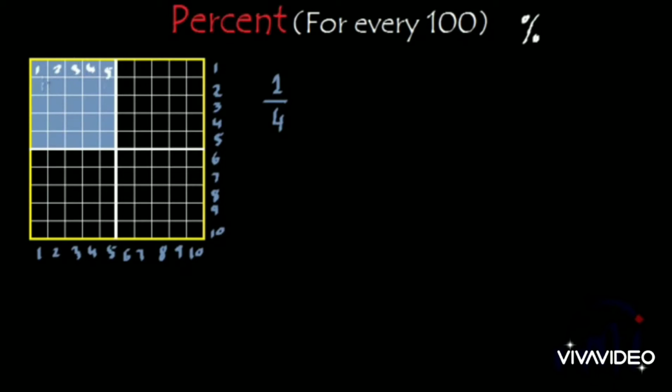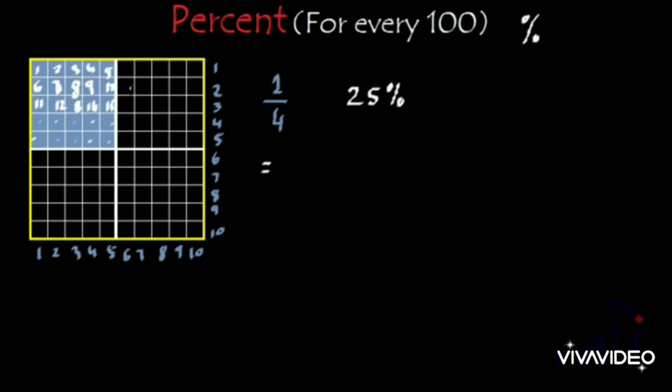As you can see, we will count the blocks in the shaded area out of the 100 parts, that is 1 2 3 4 5 6 7 8 9 10 11 12 13 14 15 16 17 18 19 20 21 22 23 24 25. Okay, so from this area we have got that out of the 100 parts we have eaten 25%, and it is written like this.